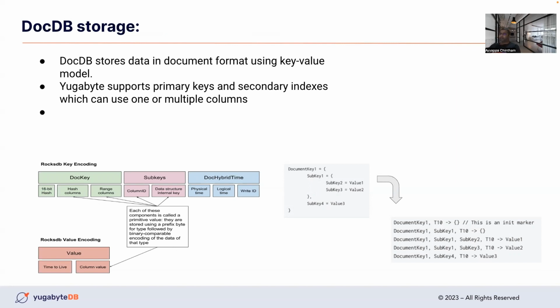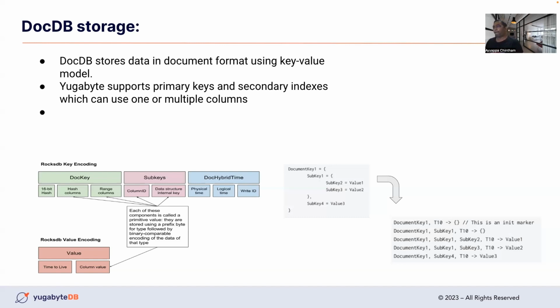Yugabyte supports primary keys and also secondary indexes. The primary keys and secondary indexes can be on multiple columns or a single column. We support two types of sharding, sharding in the sense of two types of indexing the data. One is hash sharding and another is range sharding.